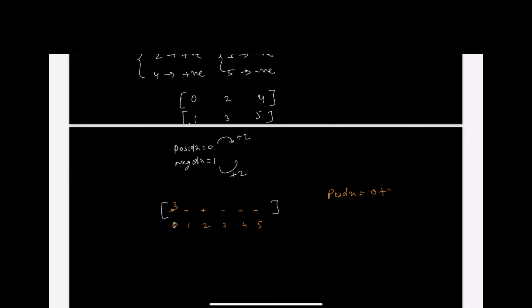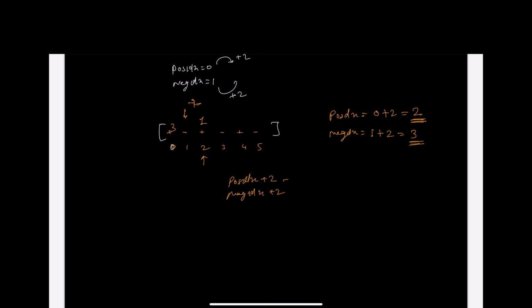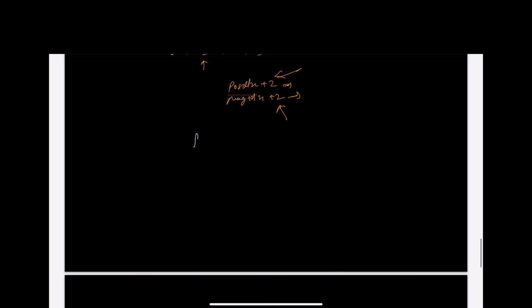So we increase our positive index by 2 and negative index by 2, and whatever value comes, if it is positive we insert here, if it is negative we insert here. Let's see how we code this.